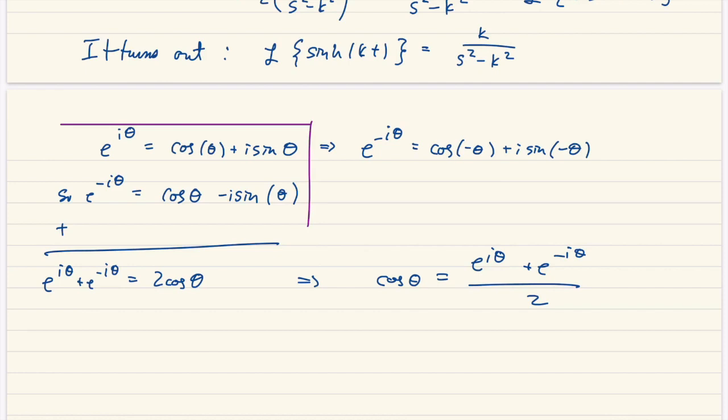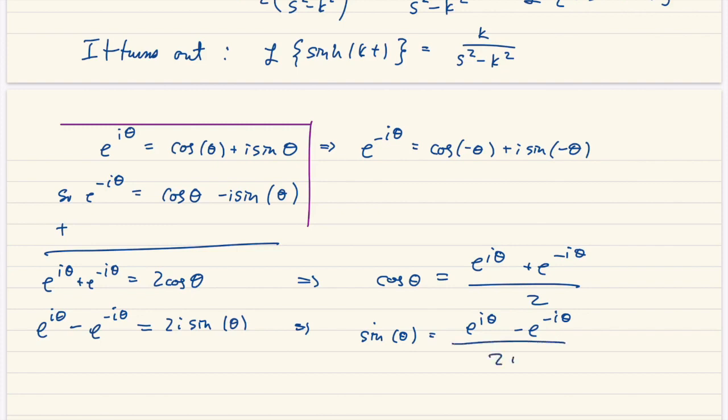And if you were to subtract these two terms, you would see that e to the i theta minus e to the negative i theta, here the cosine terms will go away and you get i sine theta minus a negative i sine theta, which will give you 2i sine theta. So that sine of theta would be equal to e to the i theta minus e to the negative i theta over 2i.